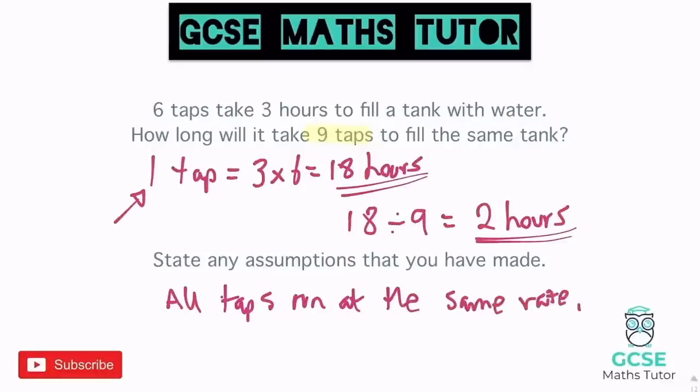There we go. So obviously in that original statement there, 6 taps take 3 hours, while one of those taps might be running a lot faster than the other, and that would change our answer. So we are assuming that all the taps are running at the same rate.